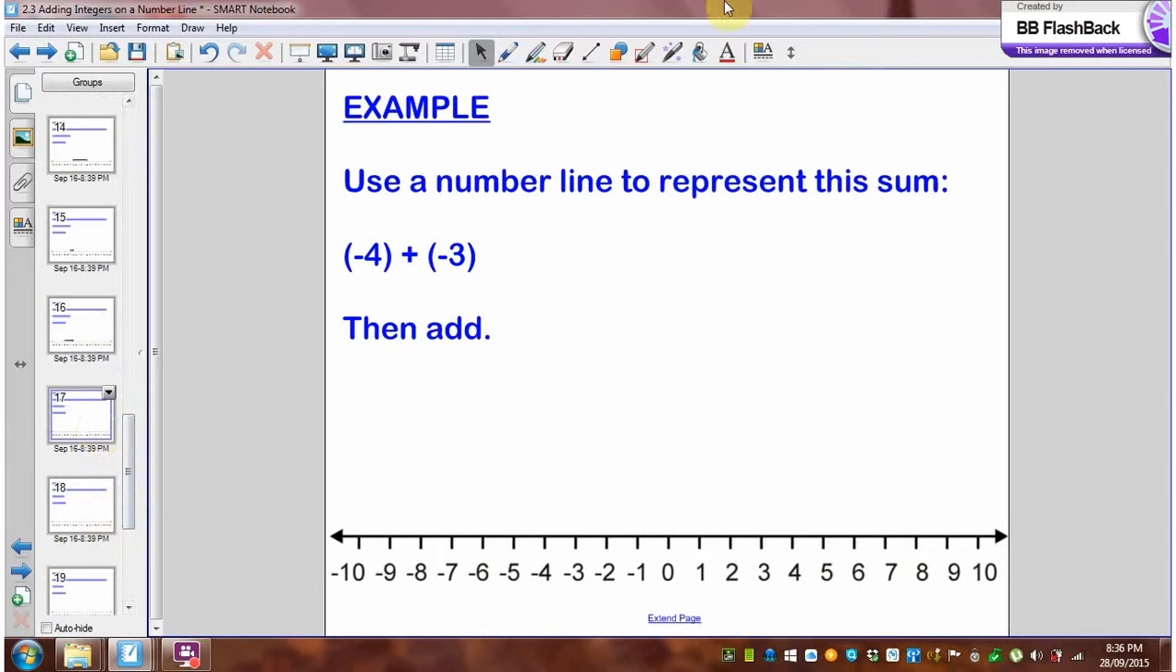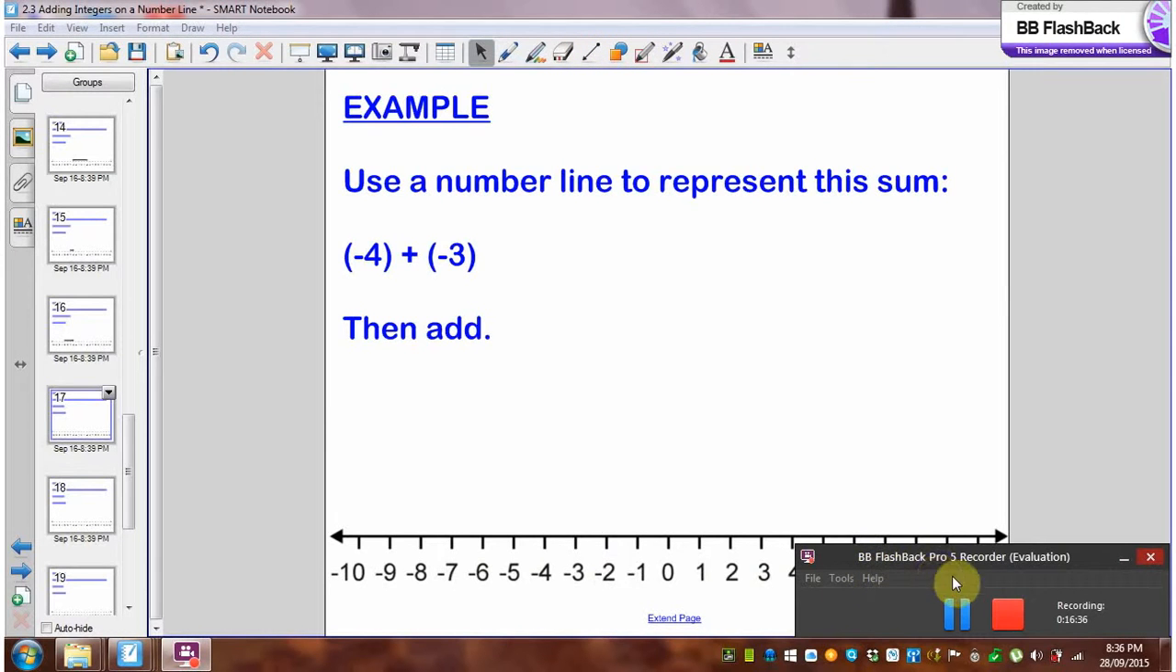All right, another example. We're almost done. Bear with me. I just want you to go over an example with me with both negatives. So pause the video and then write that problem down. When you're ready, come back and we'll do it together.